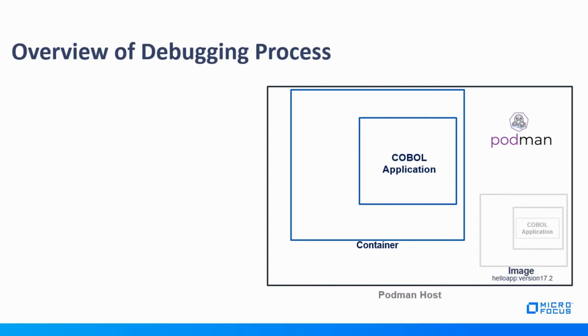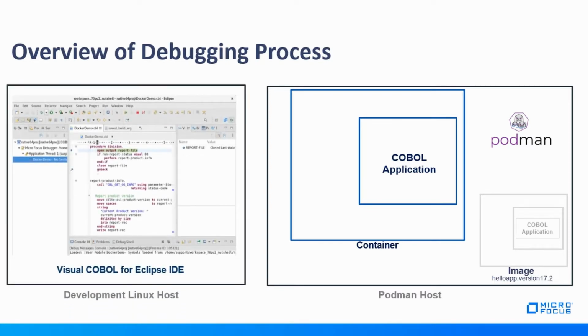We'd like to debug the application from Visual COBOL for Eclipse, which is installed on a development Linux host. To allow Eclipse to communicate with processes running inside the remote container, we'll first need to gather some information about the Podman environment, and then use that information to configure the runtime environment and Eclipse. Let's look at an outline of the required steps.